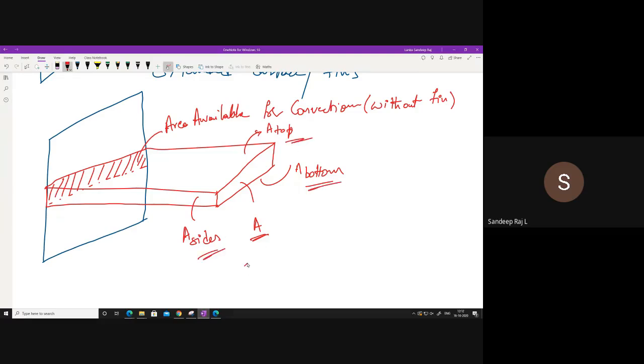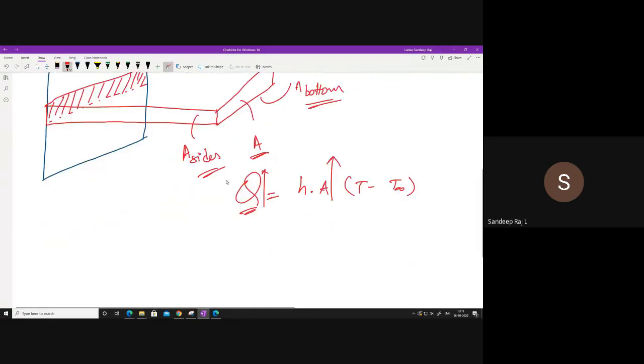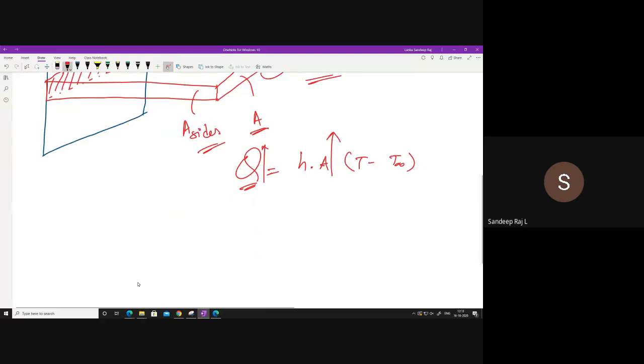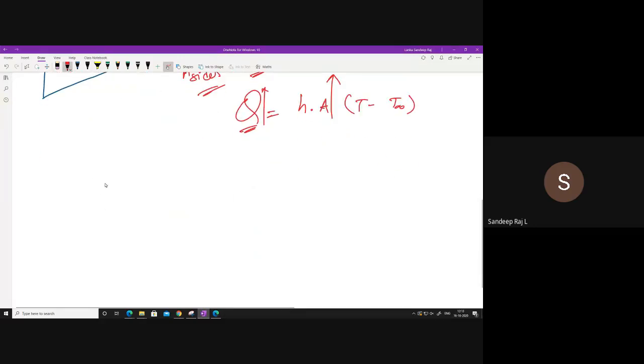So now what happens? Q is equal to h A delta T, we know this, (T minus T infinity). Now you have increased the area, obviously heat transfer will increase. See, in many applications, you want to increase the heat transfer. For example, let me take the IC engine concept itself. You have studied a lot about IC engines in your thermal engineering. This is how an IC engine will look. I'm showing a piston here.